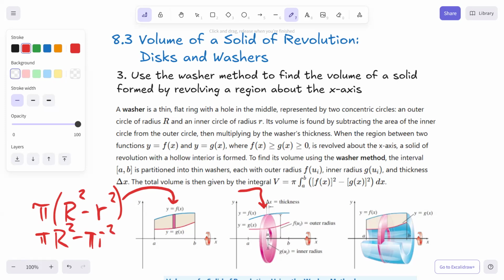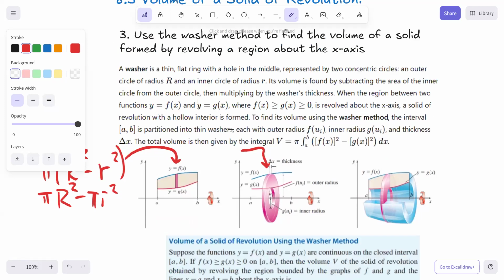Now, one caution with this, and I see students do this from time to time, is they'll mistakenly do pi times big R minus little r, quantity squared. So just be careful there. You want to think of it as you're subtracting the areas of the outer circle and the inner circle, because you have essentially a ring or a washer, which is a circle with a hole in it.